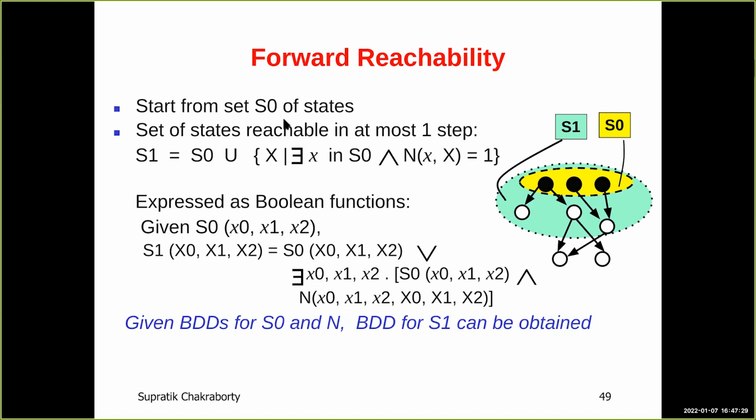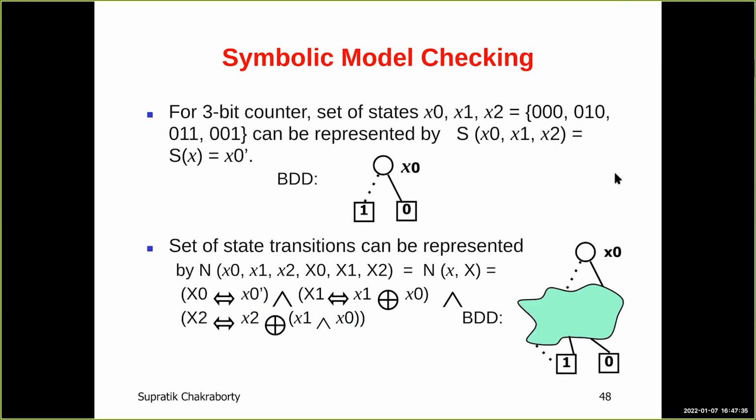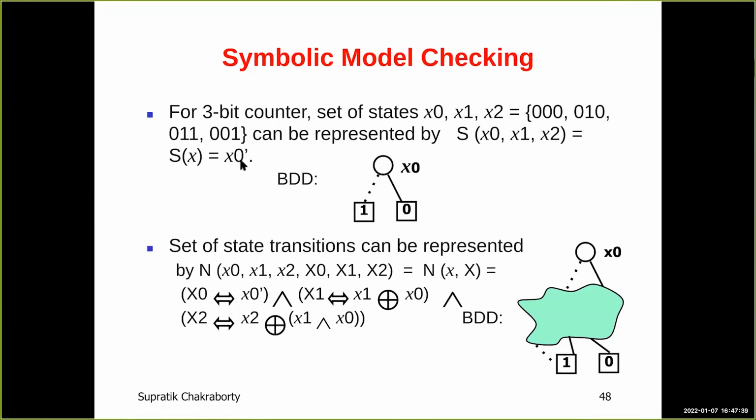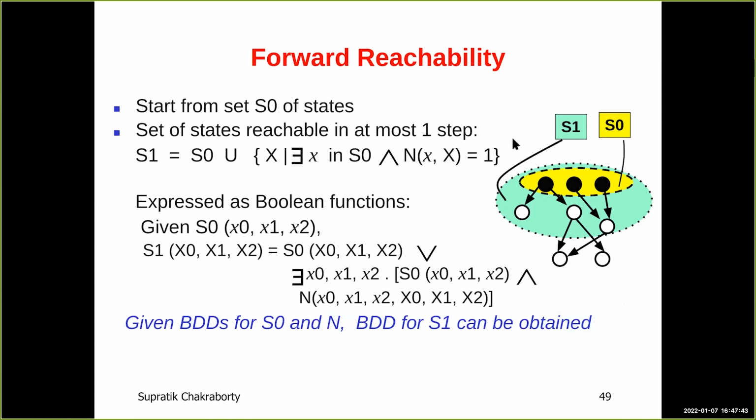So we say, okay, let's start from a set S0 of states. Remember, a set of states is going to be represented by a formula like what we had here, a formula representing a set of states. So let's start from a set S0 of states, which is represented by a formula. And then let us try to compute the set of states that I can reach in one step starting from the set S0. So the set S0 are the black states.